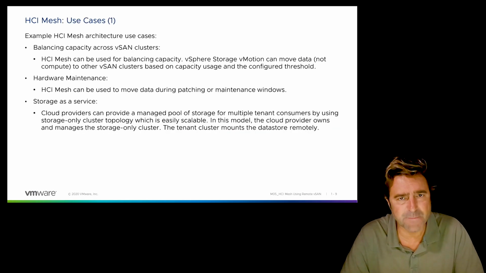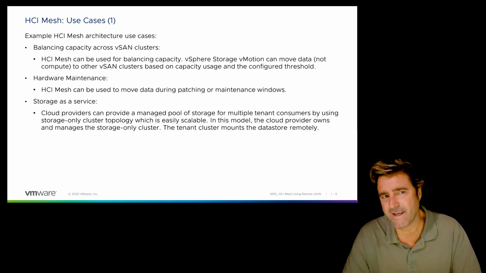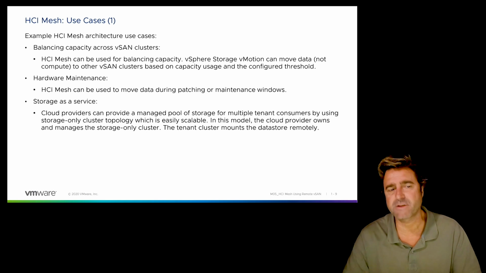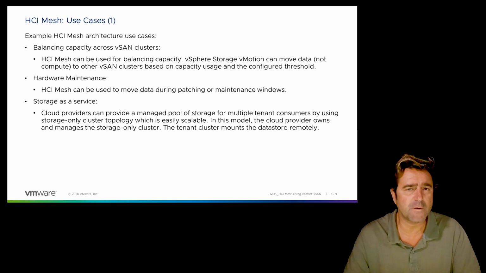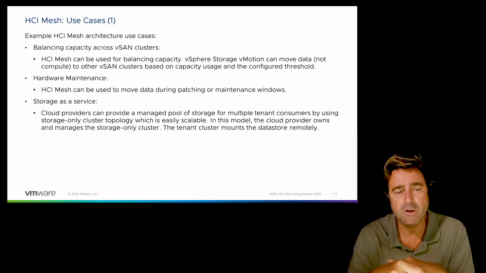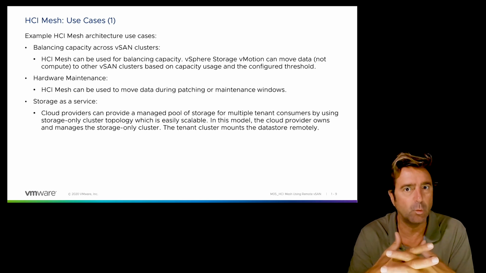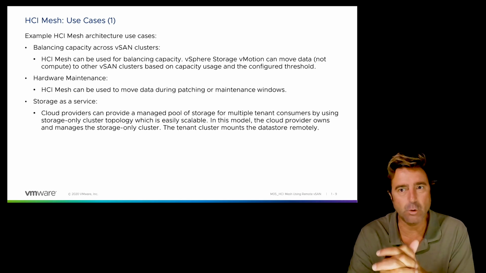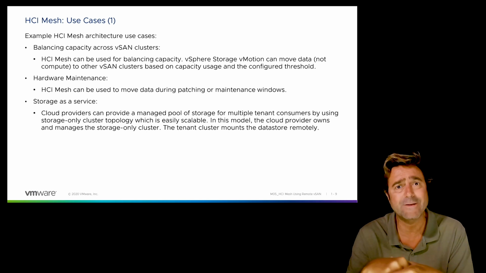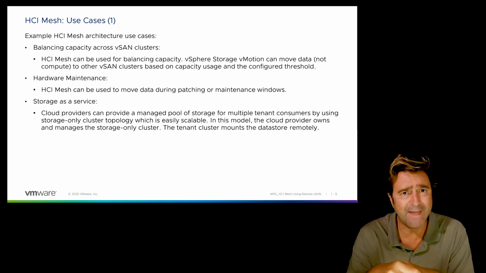Now, in this page and the next page, we talk about use cases. So once again, you've got to think of the possibilities. If you look at the first one, we've already mentioned that. You can balance capacity across vSAN clusters. Notice it says HCI mesh can be used for balancing capacity. That probably would be the most common reason to use this. Once again, you realize that you're running out of space in one, so mount the remote vSAN data store. It takes about a minute. And then at that point, just storage vMotion your VMs.